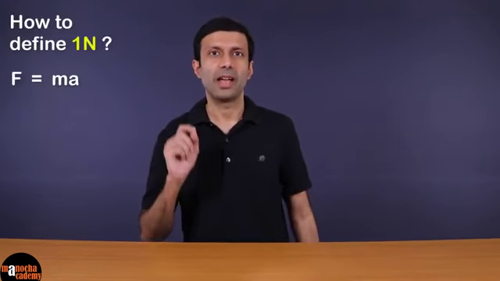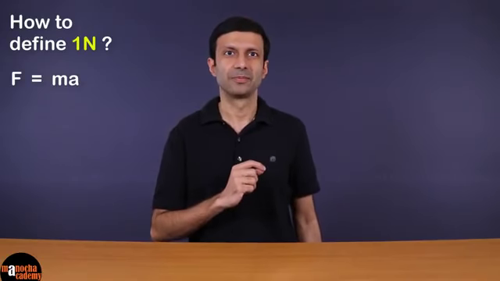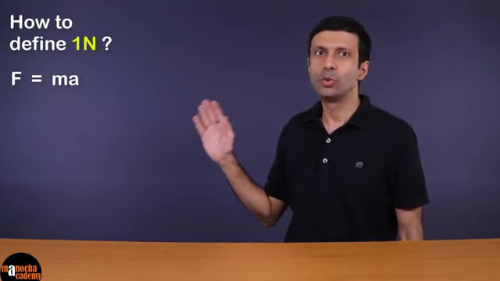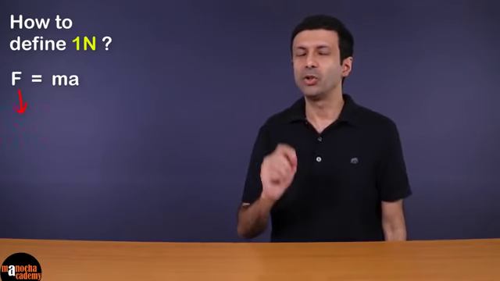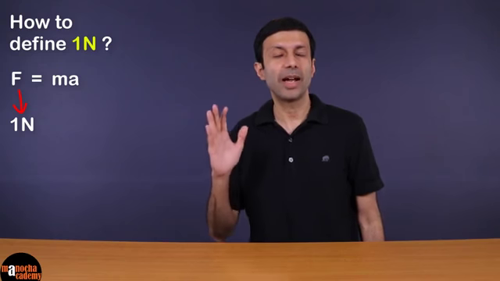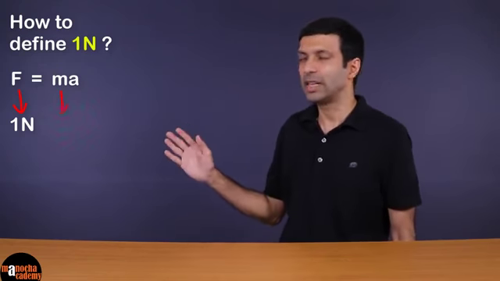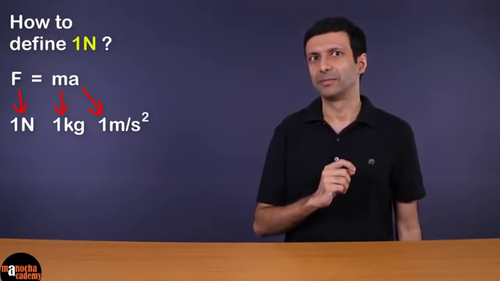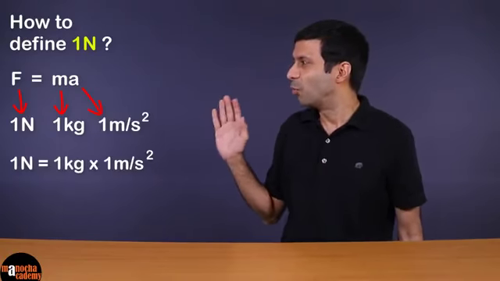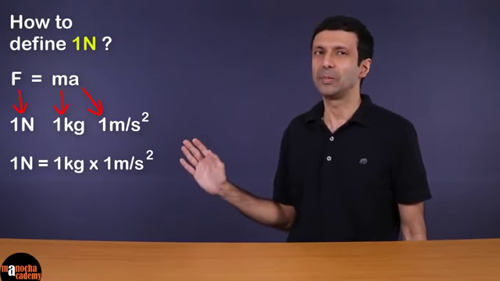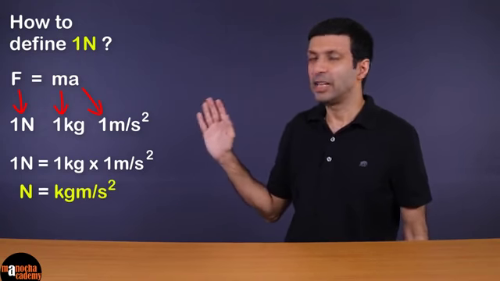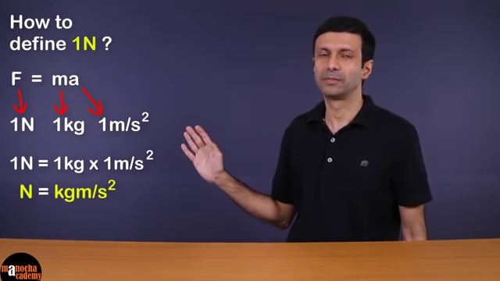How can we define 1 Newton based on the formula F equal to ma? It's really easy. If you look at the formula F equal to ma, 1 Newton is the force that needs to be applied on a body of mass 1 kg to give it an acceleration of 1 meter per second square. So 1 Newton equals 1 kg into 1 meter per second square. Or the unit Newton is basically kg into meter per second square.